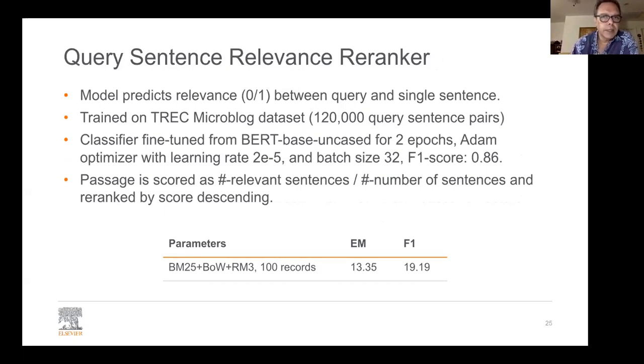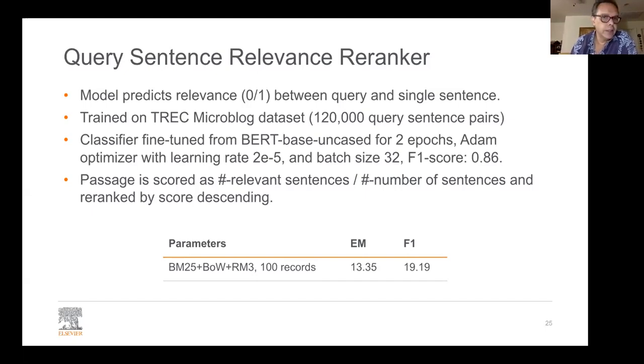The second one is query sentence relevance re-ranking. It's a BERT-based classifier that returns 0 or 1 for a sentence pair. We look at the query as a single sentence, and each passage is a group of sentences. With the question and each sentence, we try to classify the pair as relevant versus not relevant. A passage would be relevant based on the mean of the scores that we got for relevance.